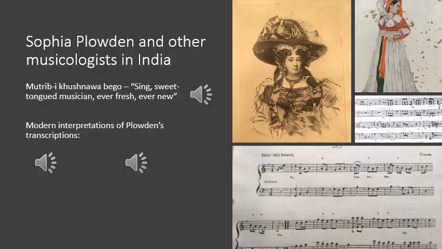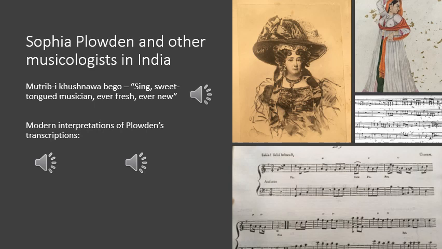So I'll now turn to one person specifically, and we'll explore some of the examples that she had transcribed. This is Sophia Plowden, and she was an amateur musicologist. She was the wife of a colonial authority in India. And like William Hamilton Byrd and other musicologists like Margaret and Joseph Fox, they spent a lot of time in India interacting with musicians. They interacted with the royalty, in different courts in India, and lived their lives in these colonial settings as well.